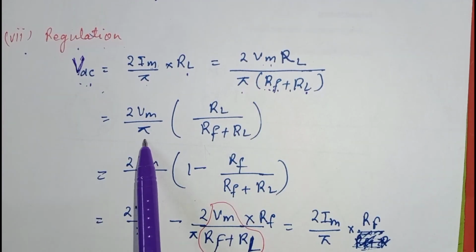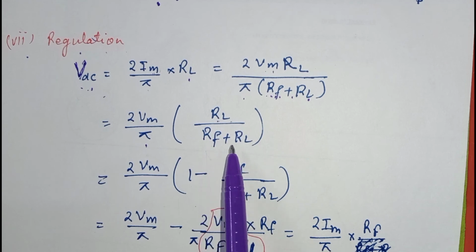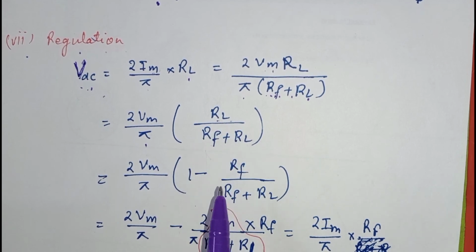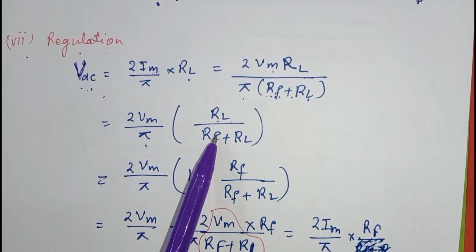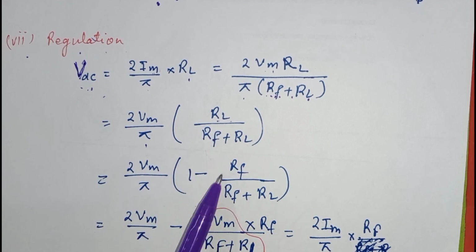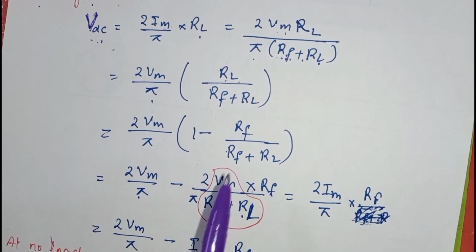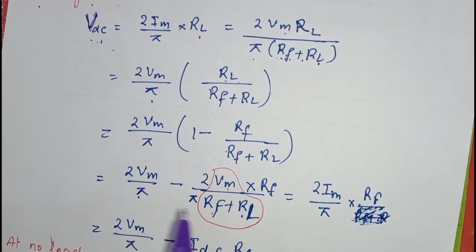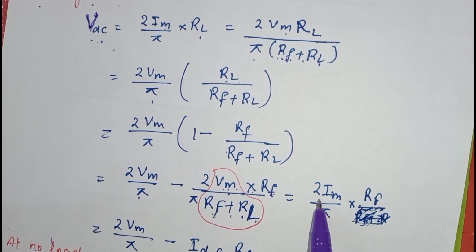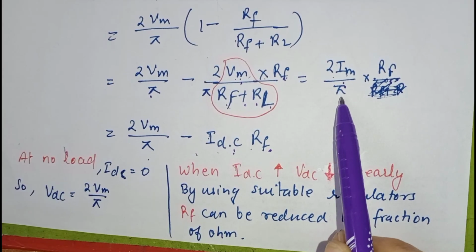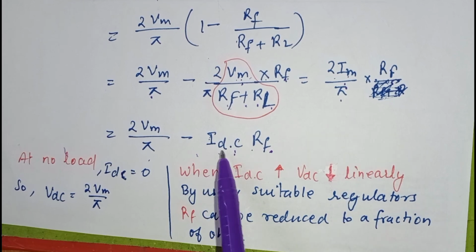Now 2 Vm upon pi is separated from this RL upon Rf plus RL. We can write this as 1 minus, because if we solve this, we will get again this value. So we can write this equation as this one. Now after solving, 2 Vm upon pi minus 2 Vm into Rf upon pi into Rf plus RL. The value of this is equal to Im because Im is equal to Vm upon Rf plus RL. So 2 Im upon pi into Rf. As this expression is of IDC, we will put IDC here into Rf.